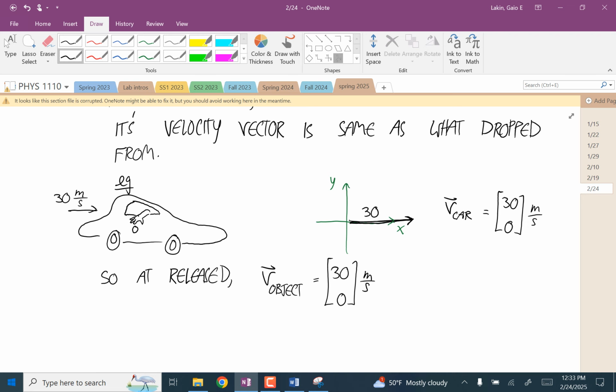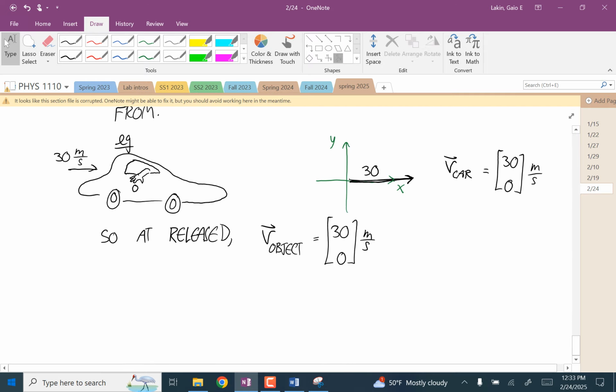And just like in 1D, you know, I said, okay, so if something's dropped off a bridge, well, a bridge has no velocity. So at the instant you release it, the object also has no velocity. And again, in the other notation, we can say that the velocity of the object, x component is positive 30 meters per second. And the velocity of the object, y component, is 0.